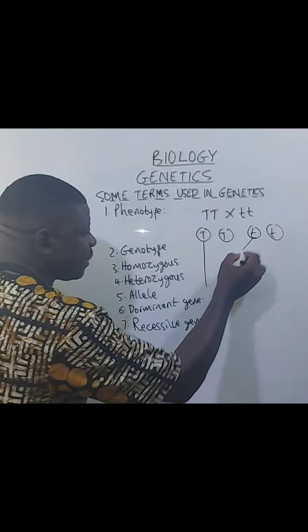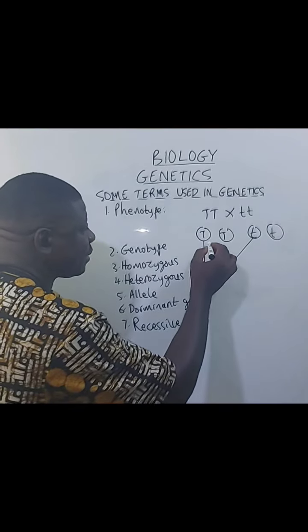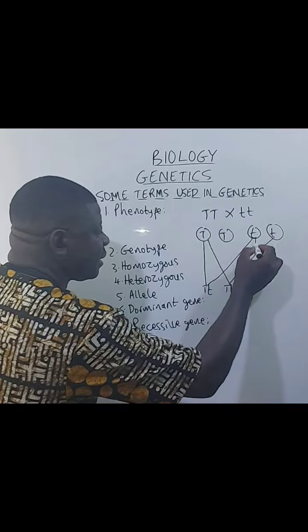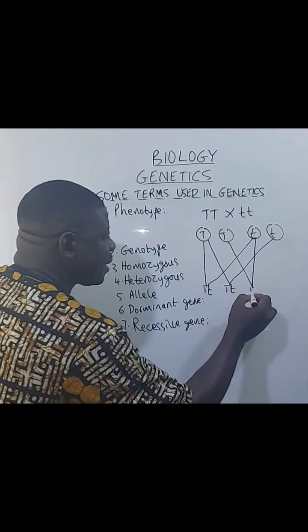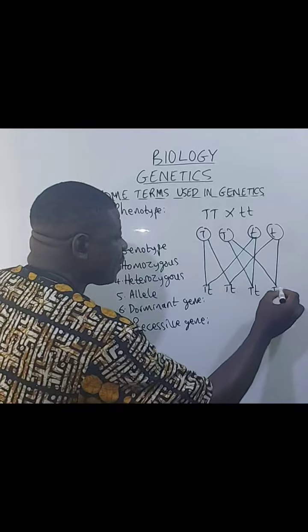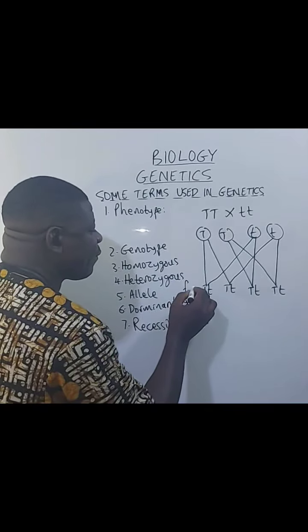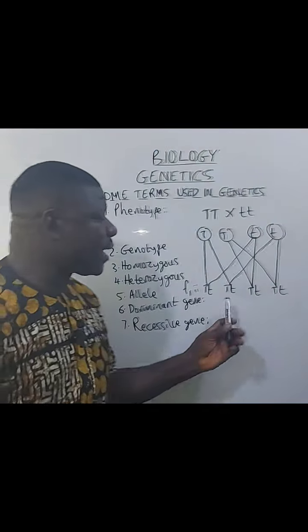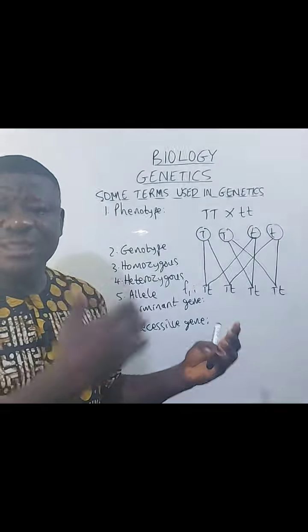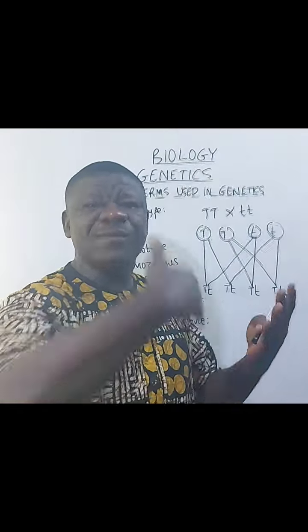So this is being crossed with this, capital T, small t. This is crossed with this, capital T, small t. So in the F1 generation, all the plants were tall plants. So dominant genes are genes that express themselves outwardly.